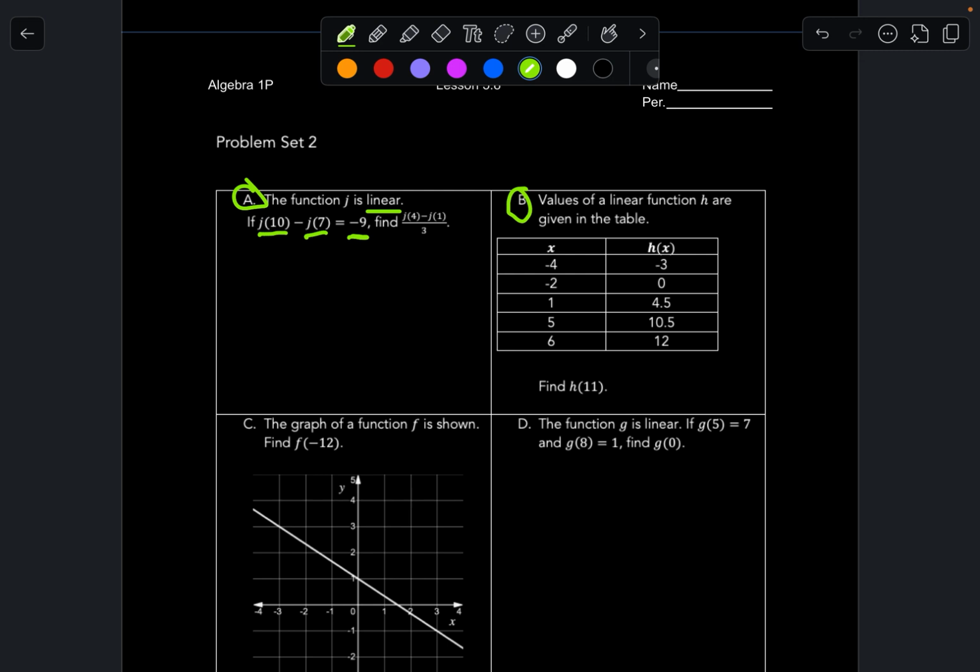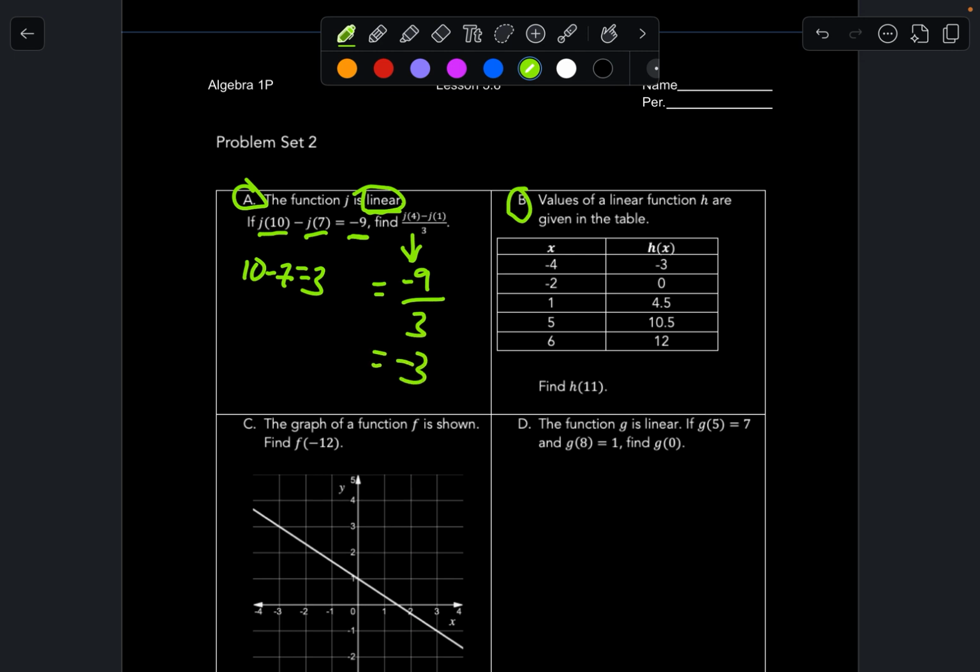Notice the difference between 10 and 7 is 3. That is 10 minus 7 equals 3. So there's a 3 difference between 10 and 7. 4 and 1, there's also a 3 difference. Do you notice that? J of 4 minus J of 1 is 3 units apart. So that tells you, since it's linear, again, key statement, linear, that this difference is negative 9. So this equals negative 9 divided by 3, which is negative 3.